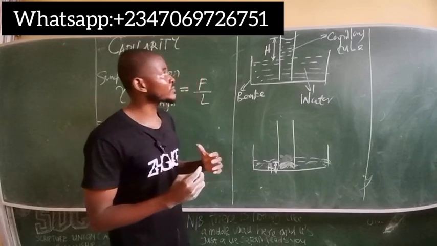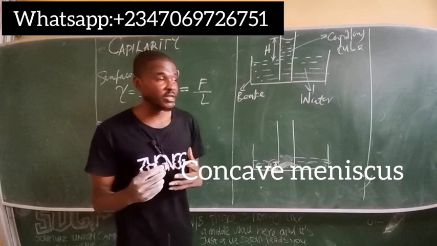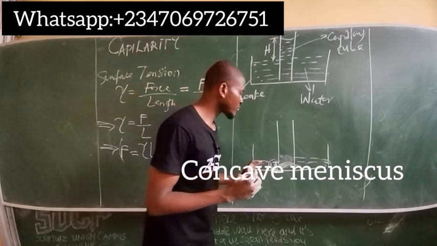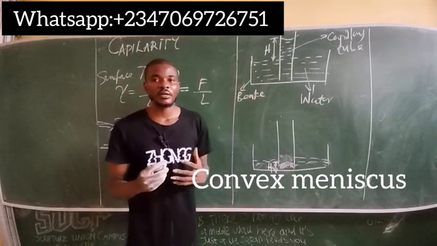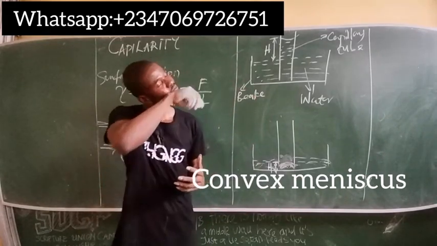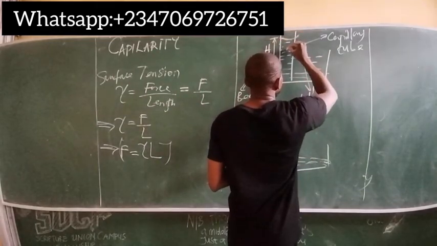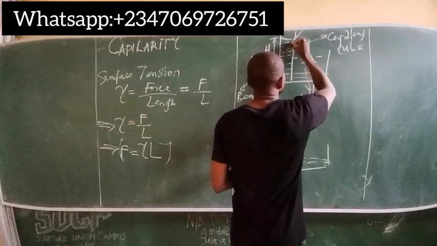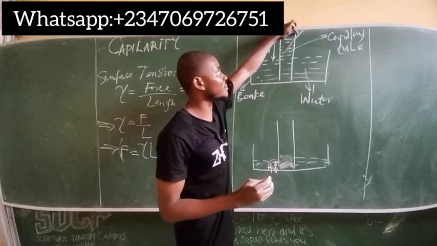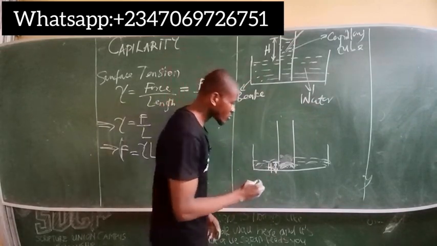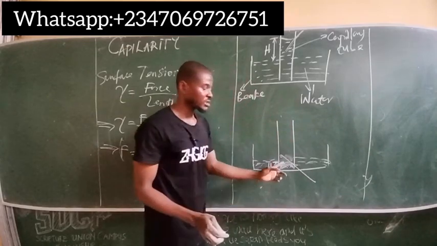Okay, so we've said that the surface of the water in the capillary tube is called a concave meniscus, while the surface of the mercury in the capillary tube is called a convex meniscus. Now, let's draw a tangent line here, a line that touches the surface of the water at the capillary tube, and let's also draw that same line here for the surface of the mercury at the capillary tube.